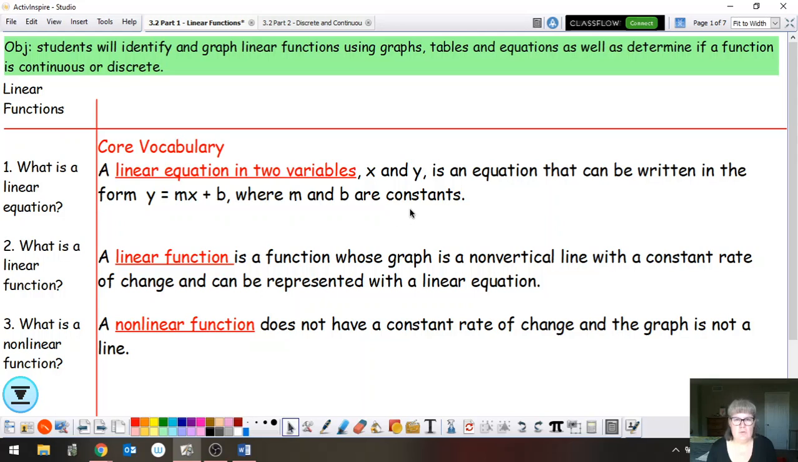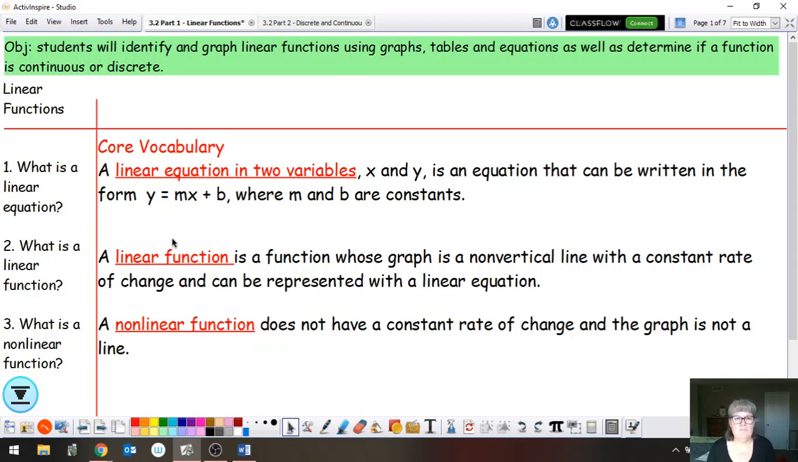So with a linear equation, we have two variables usually. We're going to be focusing on x and y. Remember, x is our input and y is our output. So when we have two variables, x and y, we can write an equation in the form y equals mx plus b, where m and b are constants. Constants are numbers. So y equals mx plus b, and we will have numbers in place of m and b. And remember, y is the output, x is the input.